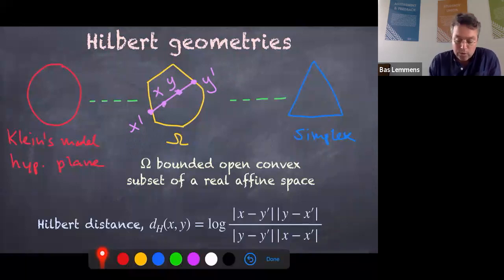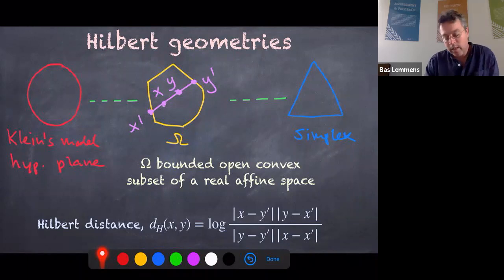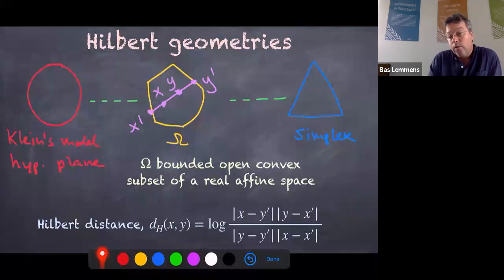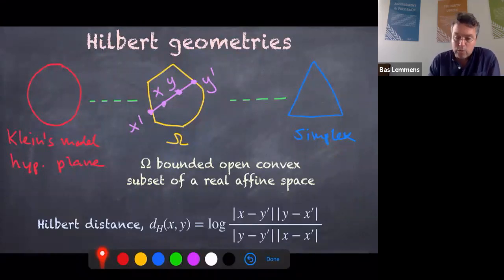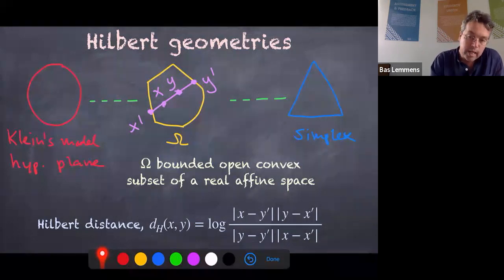Hilbert actually observed this in a letter he wrote to Klein. And so this generalizes Klein's model of the hyperbolic plane or space. If you take an ellipse, you actually get hyperbolic space. And if you take a simplex, which we've also discussed here, you get something which is isometric to a normed space. If you take the 2-simplex, your normed space is just a norm whose ball is a hexagon. Okay, so these Hilbert geometries are interesting because they interpolate between normed spaces and hyperbolic space.